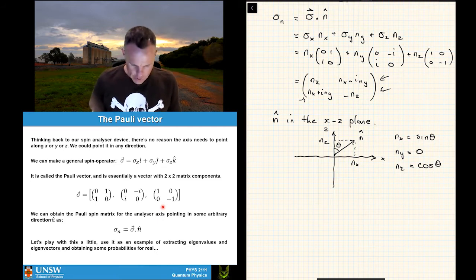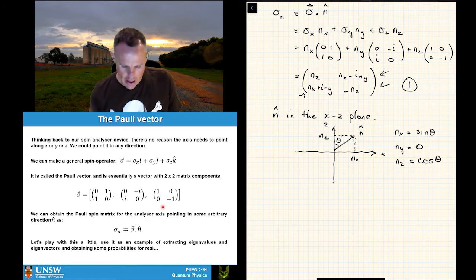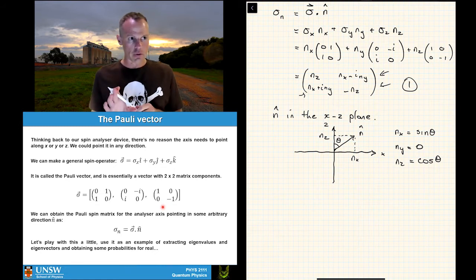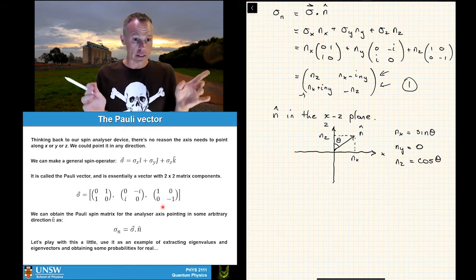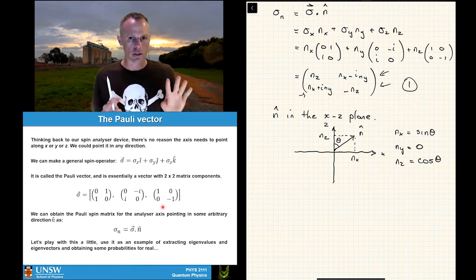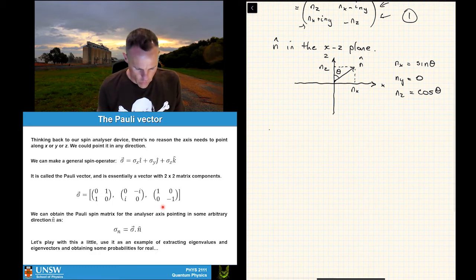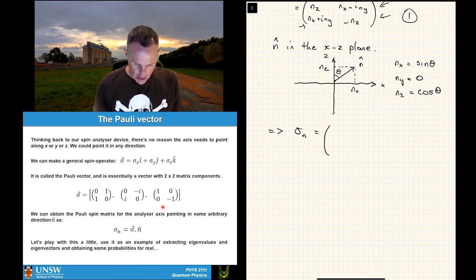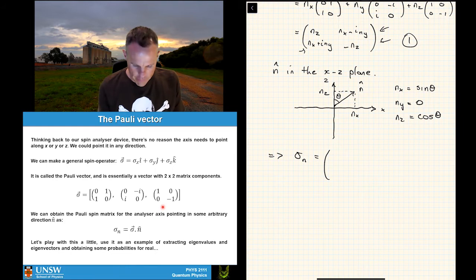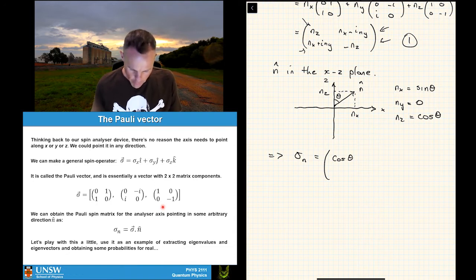All right, so what we can do is take our Pauli matrix up there, which is a general thing for x, y, and z, and now we can just collapse it down into the xz plane to keep things nice and simple, okay? So now what we would have is a simpler expression for sigma n, which would simply be our nz on the top left element, so cos theta up here, minus cos theta in the bottom right.